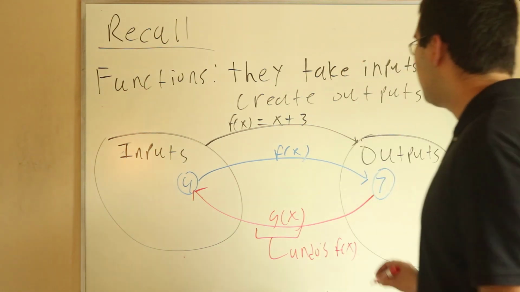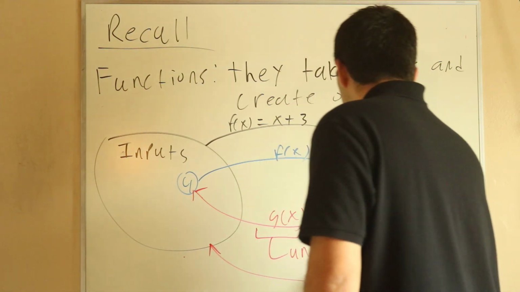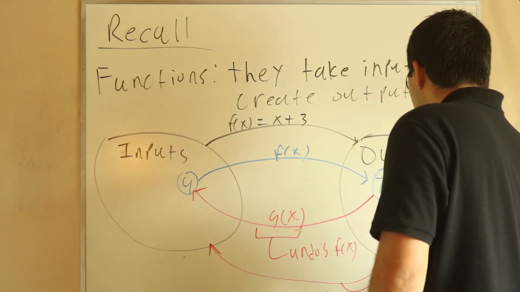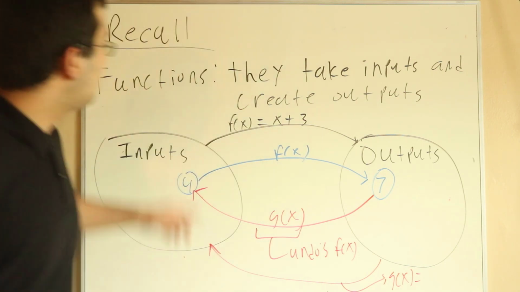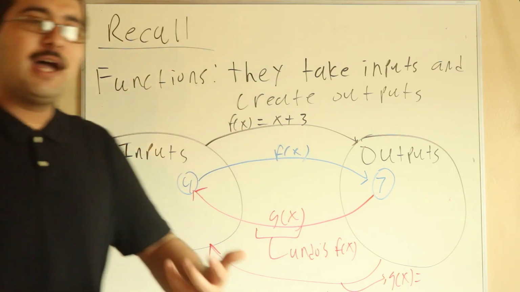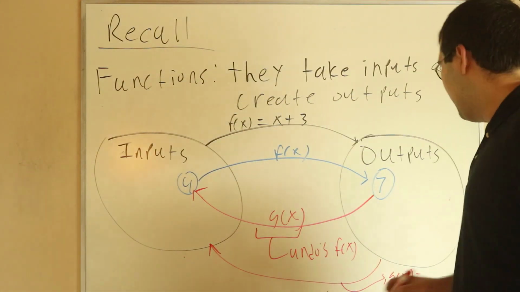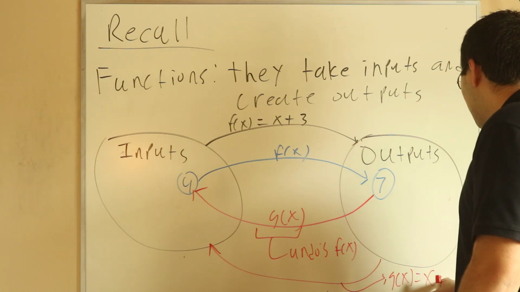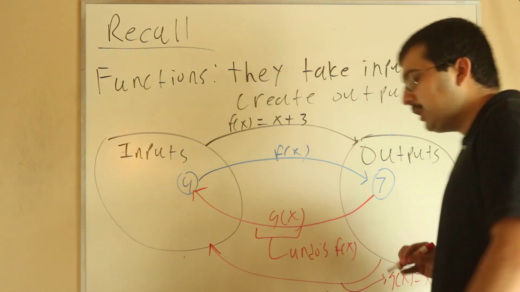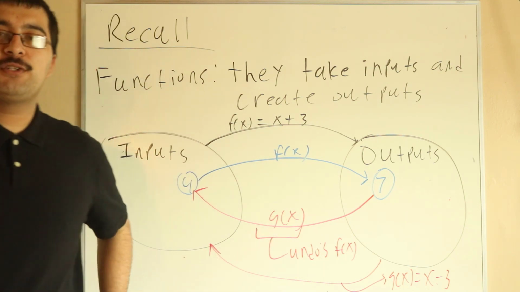And we can actually understand what g of x actually is. So f of x was the function that took an input and added 3 to it. In order to undo that, if I want to undo an addition of 3, I need to subtract 3. So g of x equals x minus 3. So this was just the big picture introduction to inverse functions.